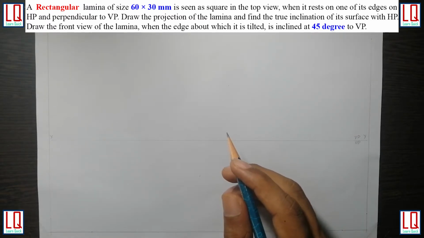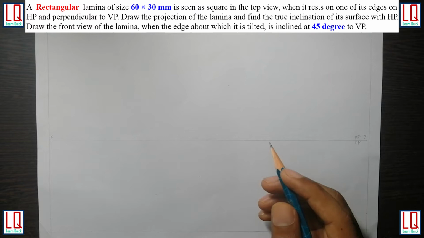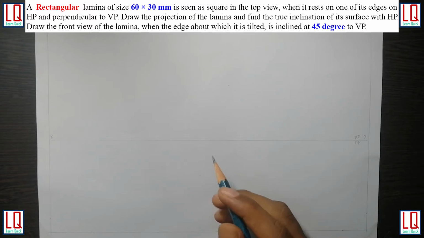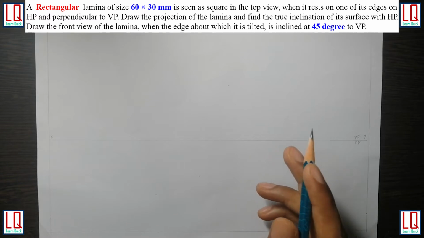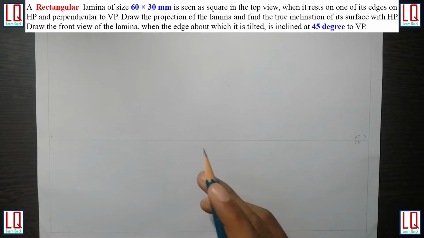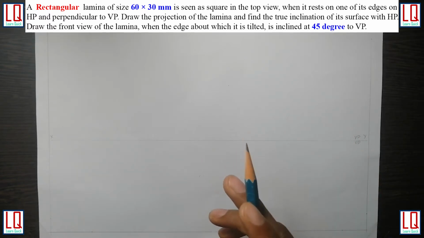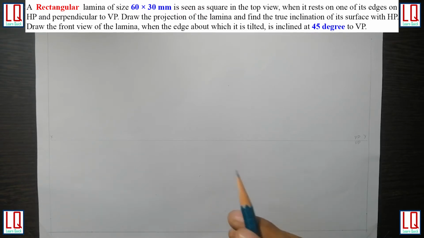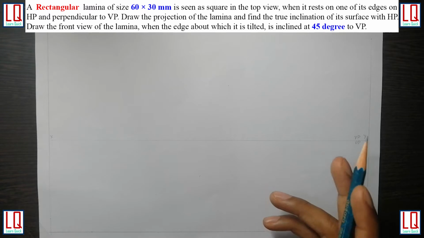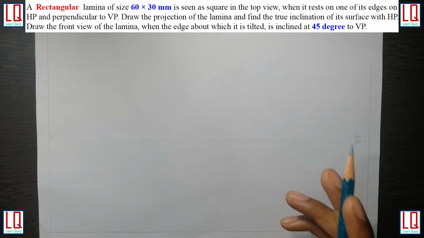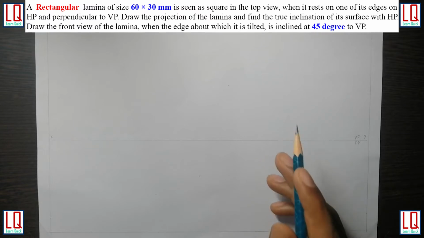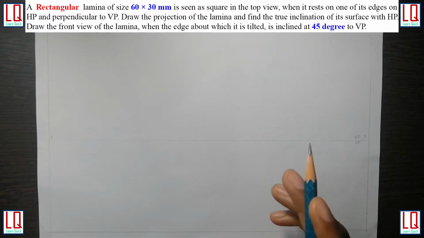I am Sharif, here to explain a problem on projection of a plane rectangle. Let's read the question. A rectangular lamina of size 60 cross 30 mm is seen as a square in the top view when it rests on one of its edges on HP and perpendicular to VP. Draw the projection of the lamina and find the inclination of its surface with HP. Draw the front view of the lamina when the edge about which it is tilted is inclined at 45 degrees to VP.